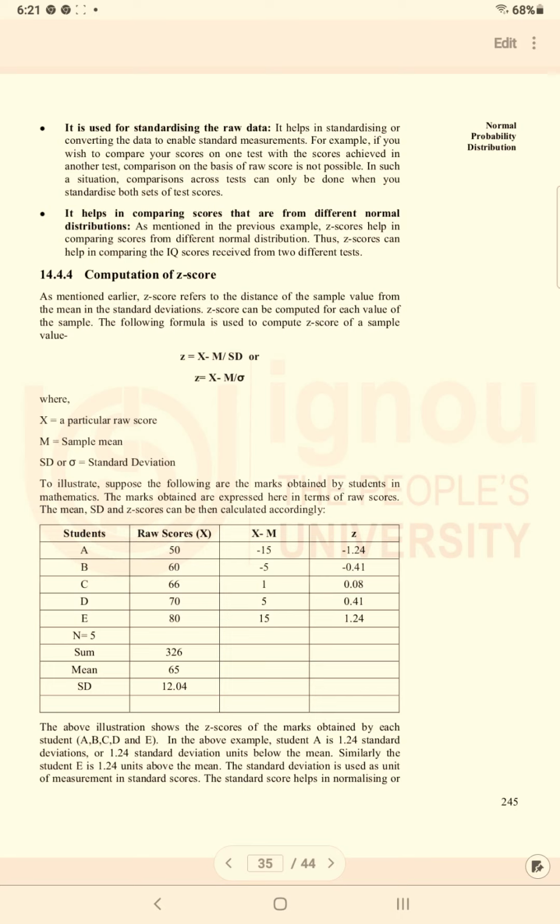It helps in comparing scores that are from different normal distributions. As mentioned in the previous example, z-scores help in comparing scores from different normal distributions. Thus, z-scores can help in comparing the IQ scores received from two different tests.